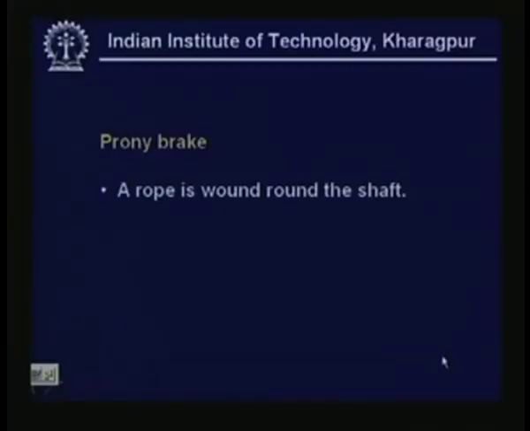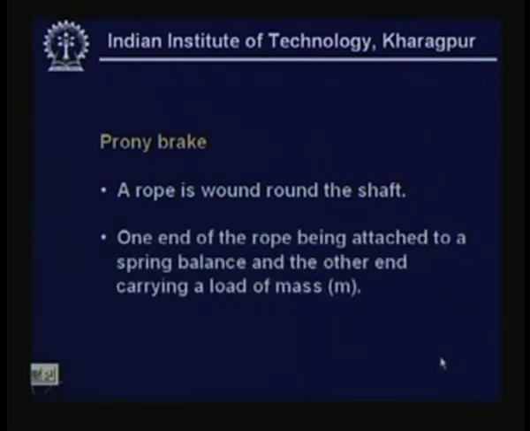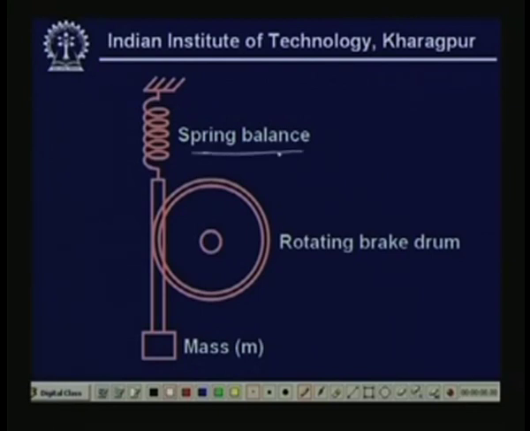Now, the Prony brake method is basically a rope wound around the shaft, with one end of the rope attached to a spring balance and the other end carrying a load of mass m. It looks like this: we have a spring balance here, and the rope is wound around the rotating shaft like this, and it comes out like this.